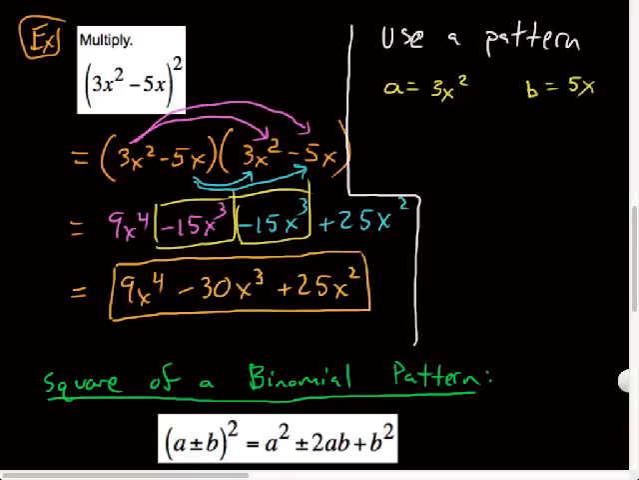So what I would do then is just plug all this in, the a's and the b's, into the right-hand side of this pattern. So I would have 3x squared all squared. I'm using the minus version of the pattern, so this would be minus 2ab. So minus 2 times 3x squared times b, which is 5x. Plus b squared would be 5x all squared, right?